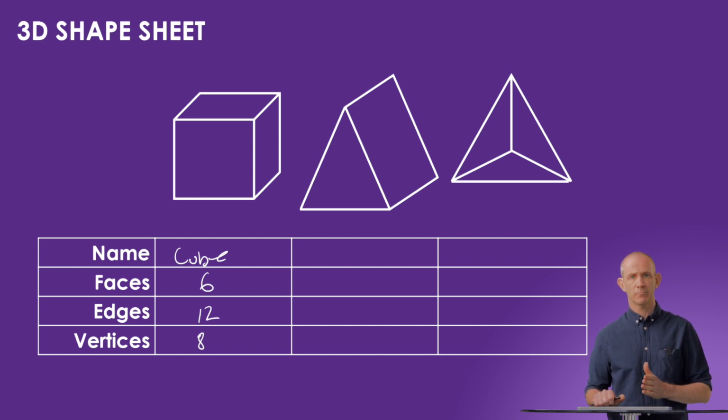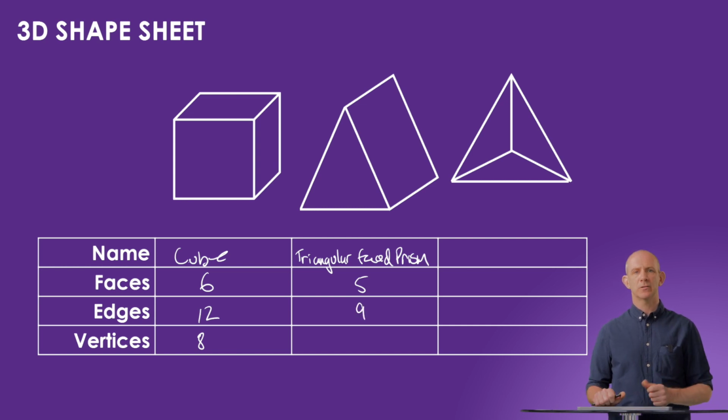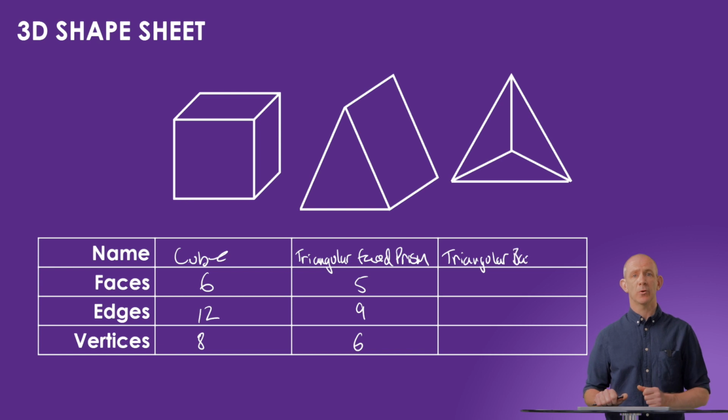Next, we have another prism. This time its face is a triangle. And again, it has rectangles at the sides, and that front triangle is repeated at the back. We have 5 faces, 1 at the front, 1 at the back, and 3 around the central section. It has 9 edges, 3 at the front, 3 at the back, and 3 around the central section, and 6 vertices or corners. Lastly, we have a triangular base pyramid.